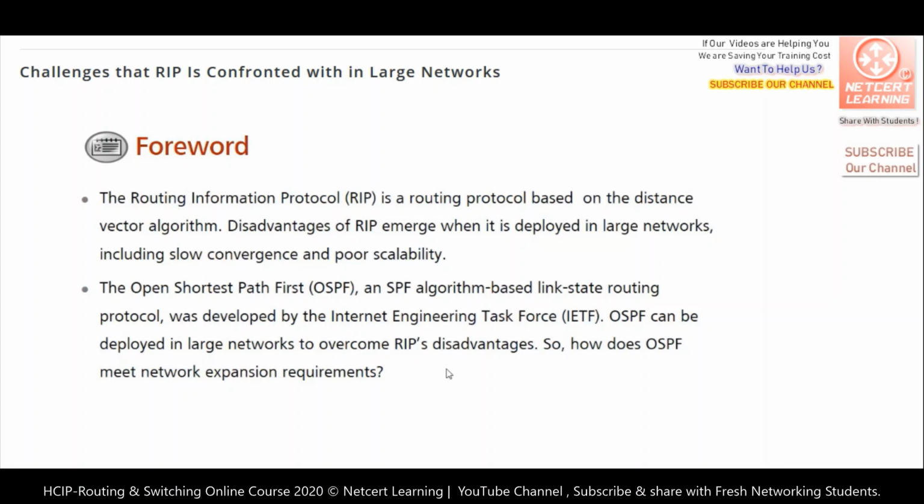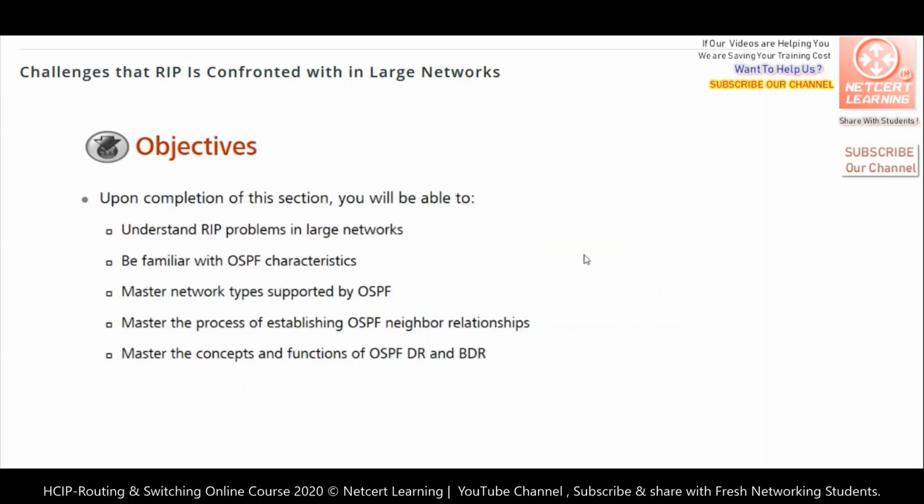So how does OSPF meet the network expansion requirement? Let's have our discussion and start to explore OSPF. The main objective for this topic includes understanding RIP problems in a large network. But more important is what the solution is. Here we have our solution by introducing OSPF.